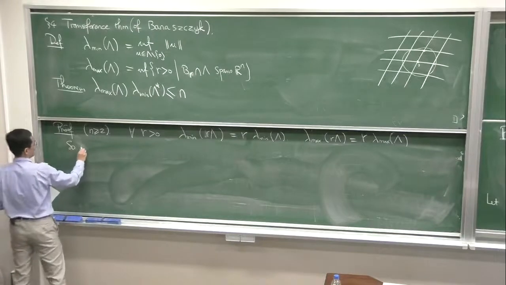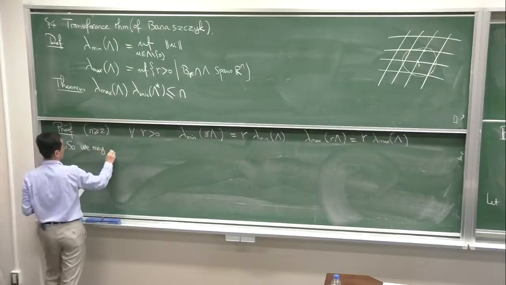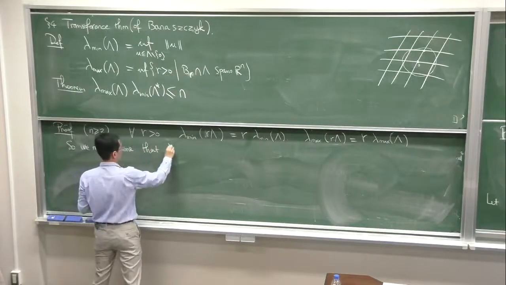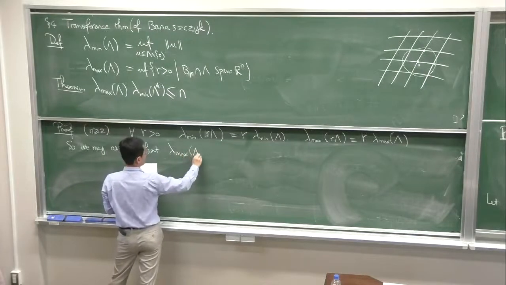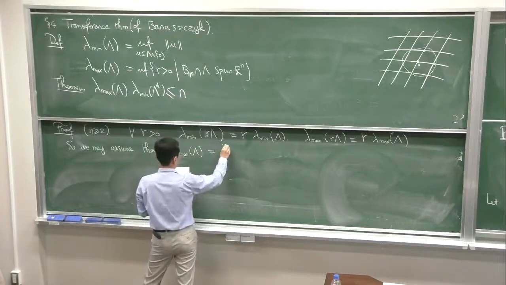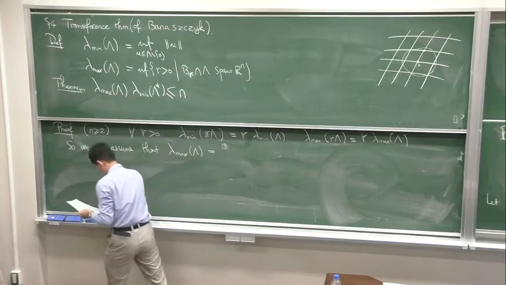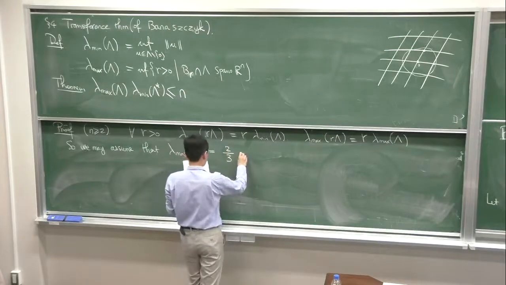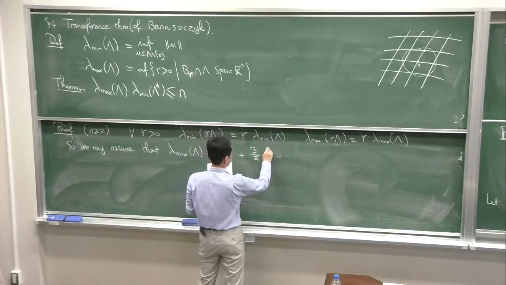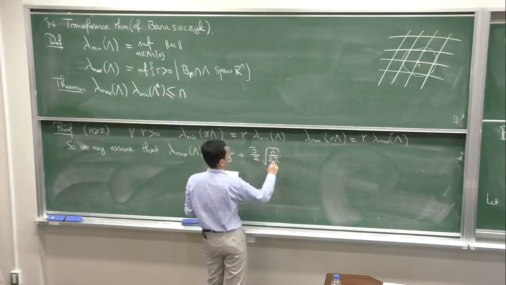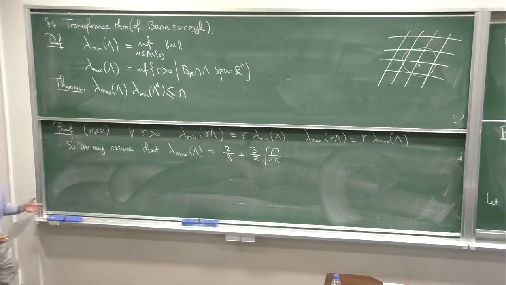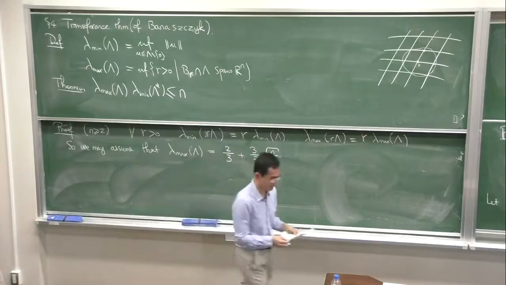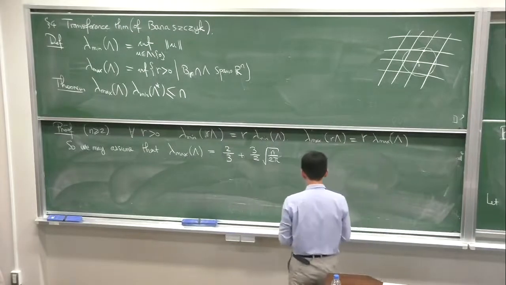So we may assume that lambda max of lambda is precisely given by 2/3 plus 3/2 square root of n over 2 pi. I'm sorry, it is a little bit strange, but it will work.